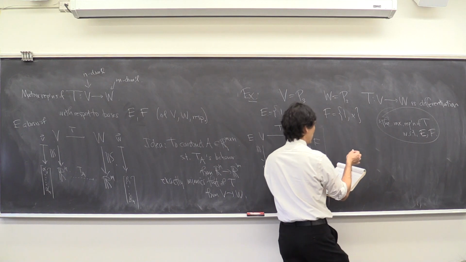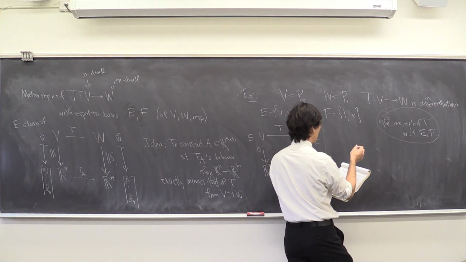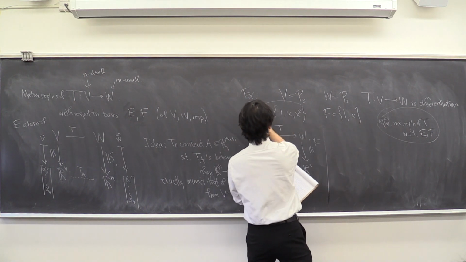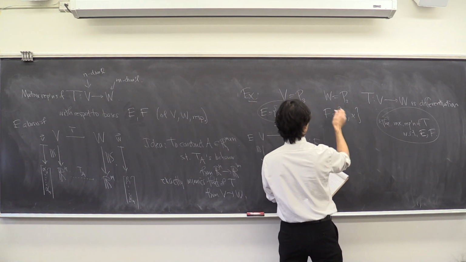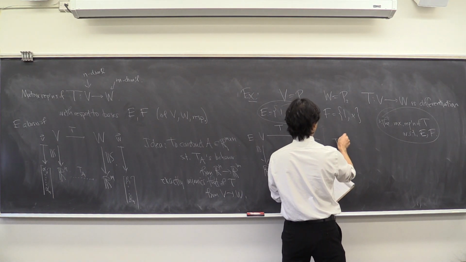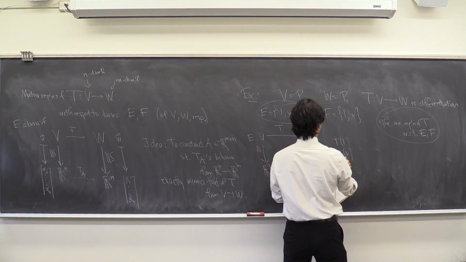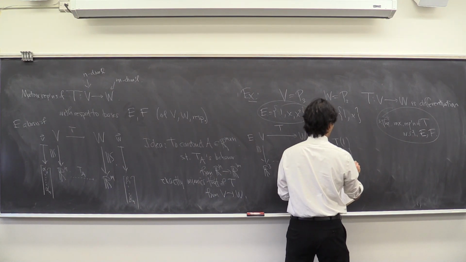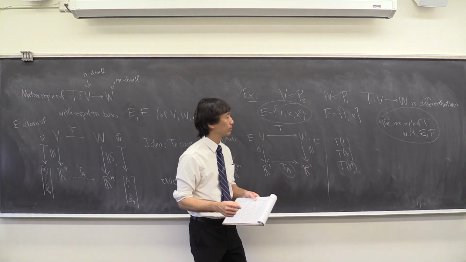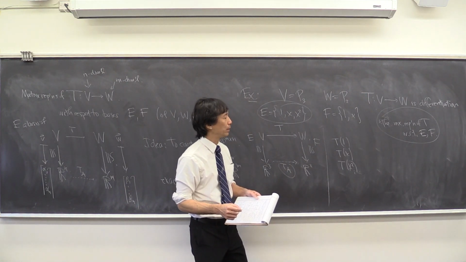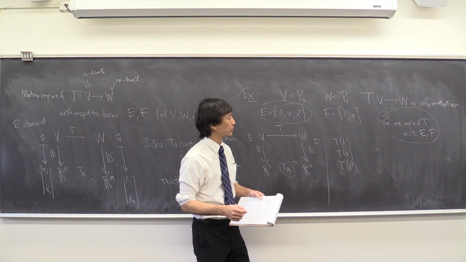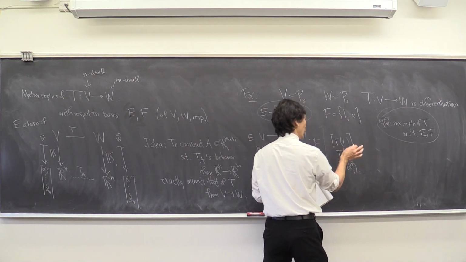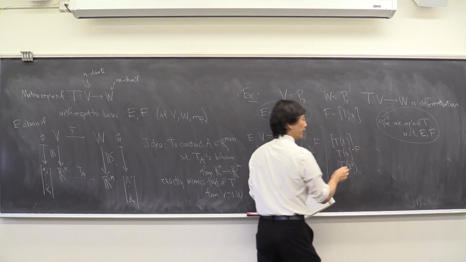So here's how the construction goes. What you do is you take each element in the basis, you take each element in E, and you run it through T. So you take T of 1, you take T of x, and you take T of x squared. And then you take the coordinate vector of that with respect to F.